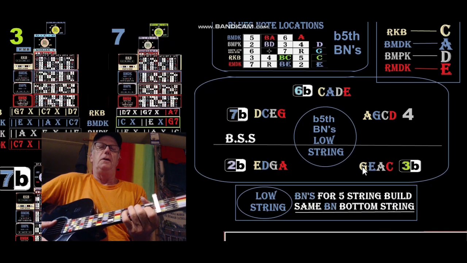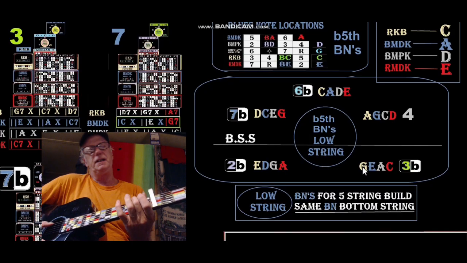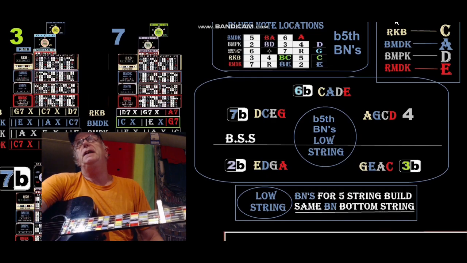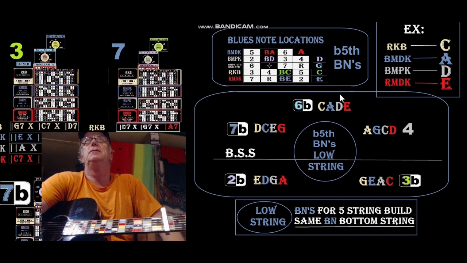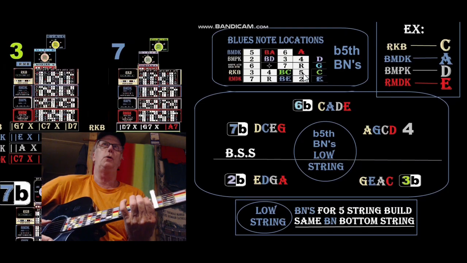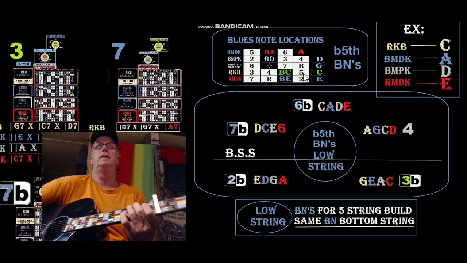Okay, the flatted fifth is going to be right here. It's on the C string shape. So we're up here. Here's the pattern. The C string shape's right here, 3, 4, 5. So it's 3, 4, blues note 5.